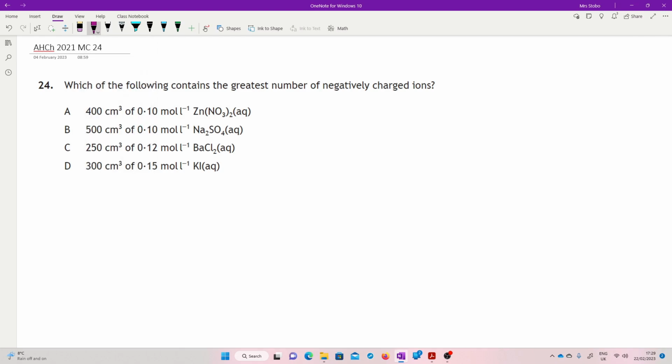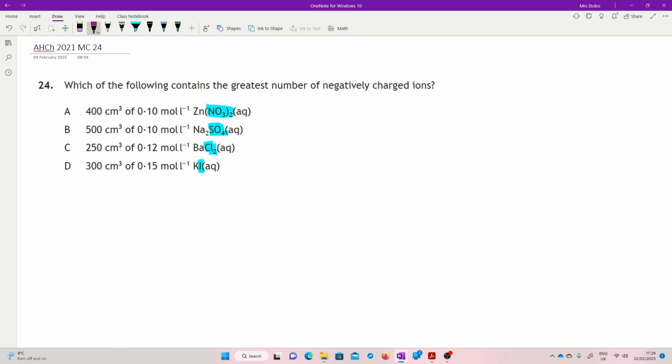Right, question 24. Which of the following contains the greatest number of negatively charged ions? Genuinely feel this is a little bit of a gift of a question, because it's just being careful. So what you have to first identify in each of these is where the negatively charged ions are. Here is a negatively charged ion, that's the nitrate, and you'll notice there are 2 of them. That's important. Sulfate here, there's only 1 of them. Chloride, 2 of them, and iodide, 1 of them.